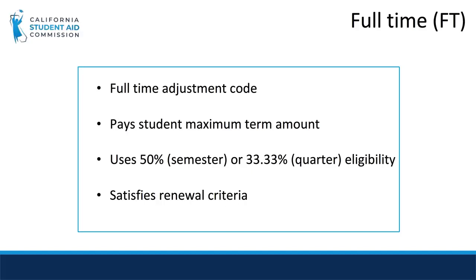FT stands for full-time. The FT code can be used to pay the maximum term amount. Like the PD code, this adjustment code can be used if you are paying a student for full-time attendance and the student is receiving the full Cal Grant benefits. This code is normally used if the PD code is unavailable and the student is eligible for a full-time payment. Student will use up 50% of eligibility at semester schools or 33.33% at quarter schools. This code satisfies the renewal criteria.